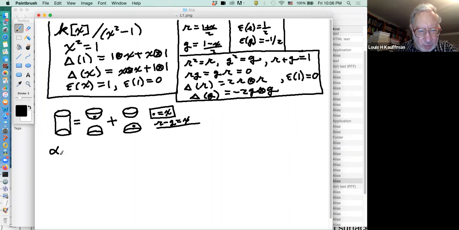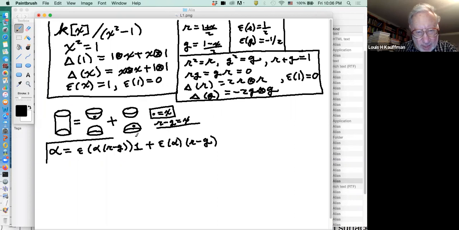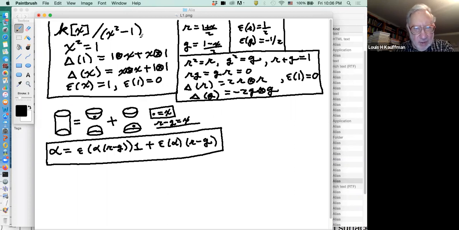Or writing it out as an algebraic relation, it says that alpha is equal to epsilon of alpha multiplied by x, which is R minus G, times 1, plus epsilon of alpha, thinking of alpha coming in from the top, multiplied by R minus G, which is x. And so that's what the tubing relation says in the language of R and G for the Lie algebra. We're talking about Lie's algebra. And as I said before also, Lie's paper is very nice to read, and you will find it in the Dropbox.